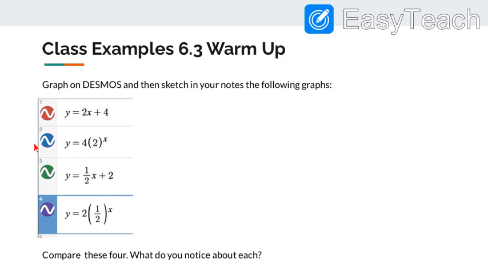So in your notebooks, you're going to graph all four of these, and then you're going to sketch all four of them in your notes. Once you have all four of them sketched, make sure you label them so you know which one's which. But then, what do you notice about them? Is there anything different about these types of lines that you're seeing? We've seen lines like this before, y equals 2x plus 4 and y equals 1/2 x plus 2. But now we see these, ones with exponents of x values. A little different. Make sure you write down what you notice about them, and then put that in Canvas too.